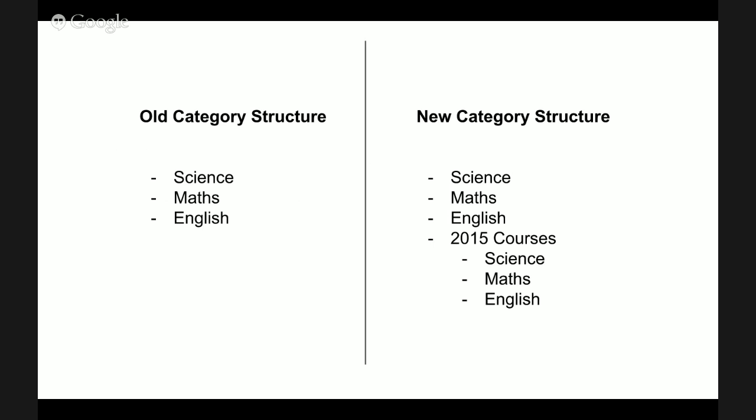So on the left-hand side of the screen, you can see my old category structure, science, maths, and English for this example. And on the right-hand side of the screen, you'll see my new category structure. So again, I still have the top-level categories of science, maths, and English, but I've created a new folder called 2015 courses, and in there I've replicated the same category structure of science, maths, and English. And I will be moving all the courses into those subfolders.